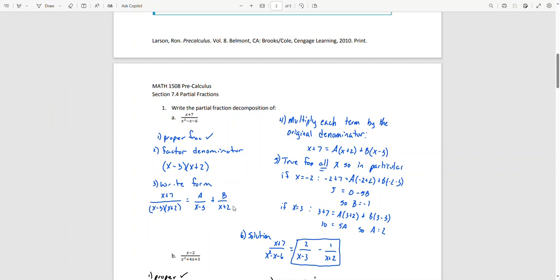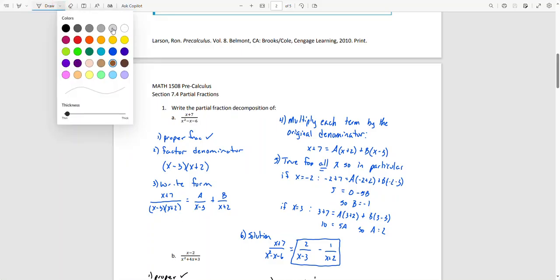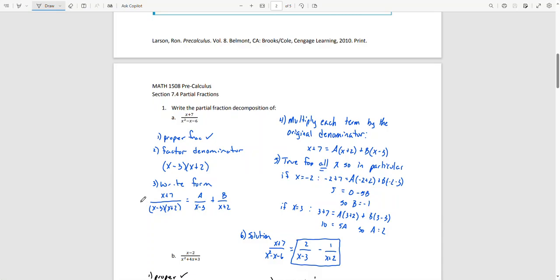All right. Now, oh, this is going to be hard. I'm using a mouse. Let's see if this works for me. I'm going to use a light gray. Over here, if I were to multiply x minus 3, I'm using the mouse instead of a pen, so it looks like a third grader. X plus 2.